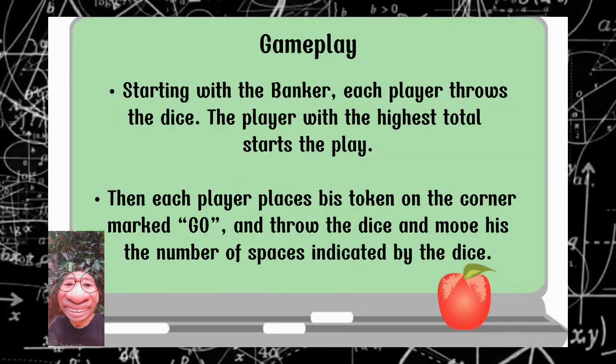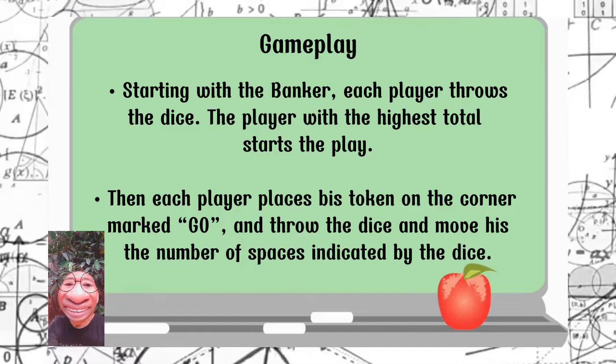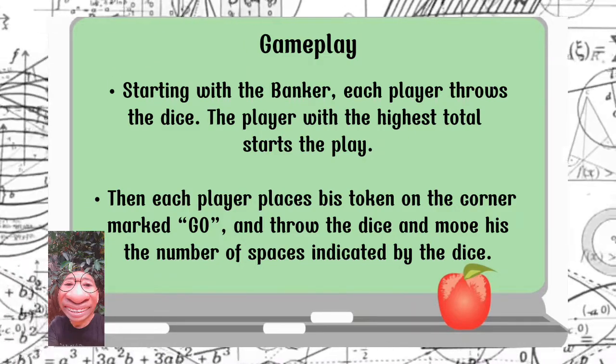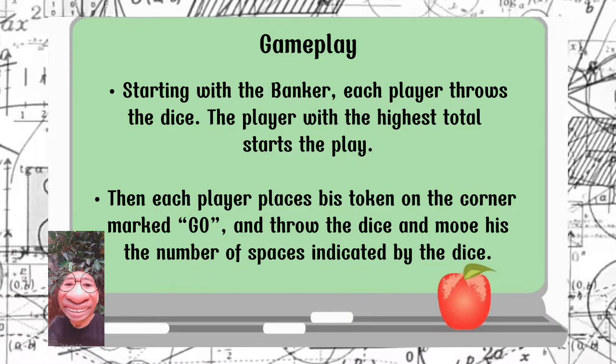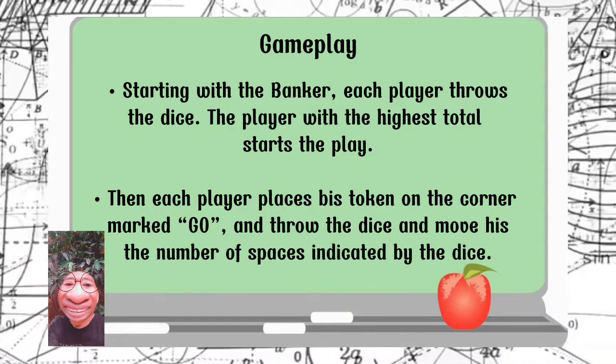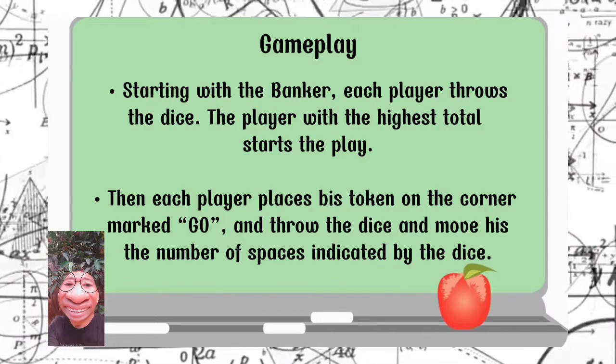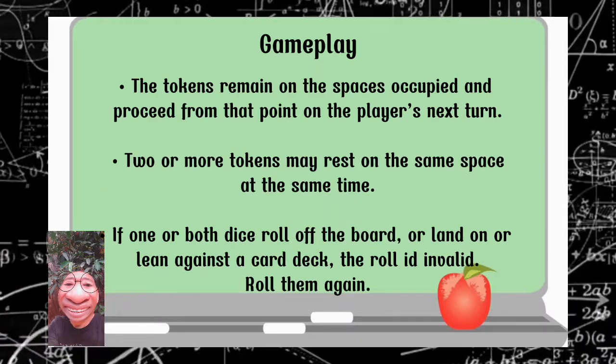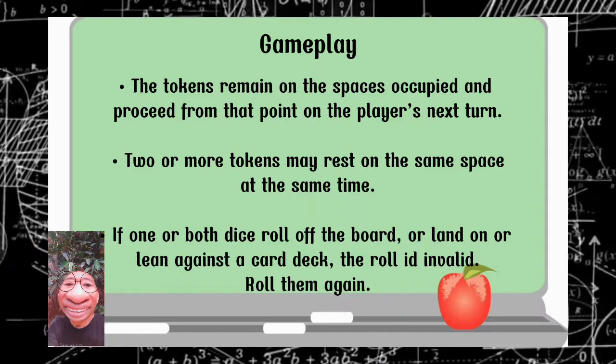Gameplay. Starting with the banker, each player throws the dice. The player with the highest total starts to play. Then each player places his token on the corner marked Go, throws the dice, and moves the number of spaces indicated by the dice. The tokens remain on the spaces occupied and proceed from that point on the player's next turn.